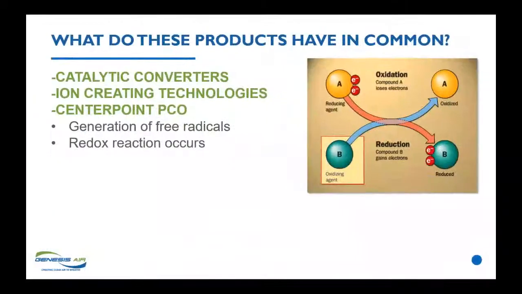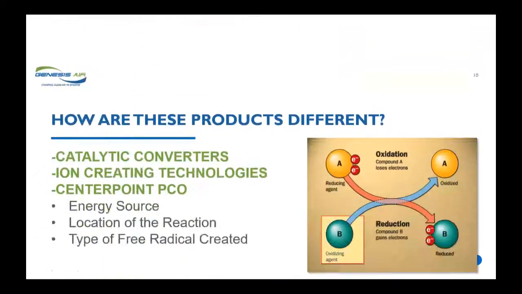These free radical creating technologies have some things in common. They have an energy source, they have a location of the reaction, and they generate free radicals. So a catalytic converter, an ion creating technology, and a PCO, specifically a Genesis CENTERPOINT PCO, have some things in common and some things that are different. Let's take a look. Next slide.